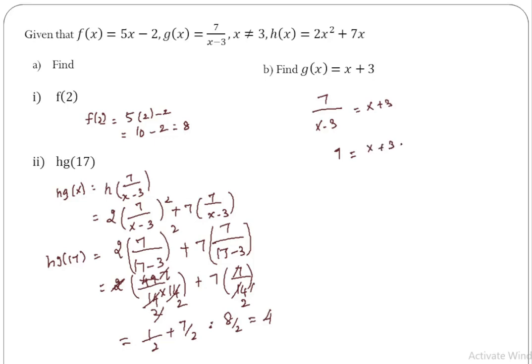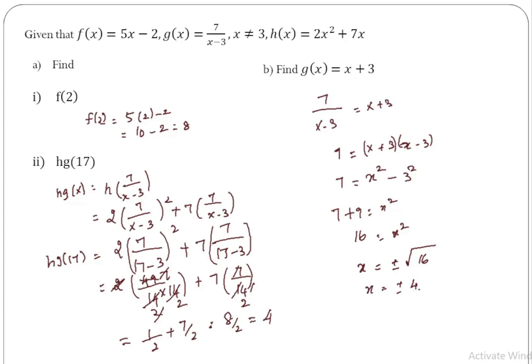So x plus 3 times x minus 3. What would be the value of x plus 3 times x minus 3? Yes, x squared minus 3 squared, which is 9. So 7 plus 9 equal to x squared, which is 16. So we have to take square root on both sides, that is x is equal to plus or minus square root of 16, which is plus or minus 4. So x takes both the values plus 4 and minus 4, in which g of x is equal to x plus 3. Okay. Shall we move on to part C?